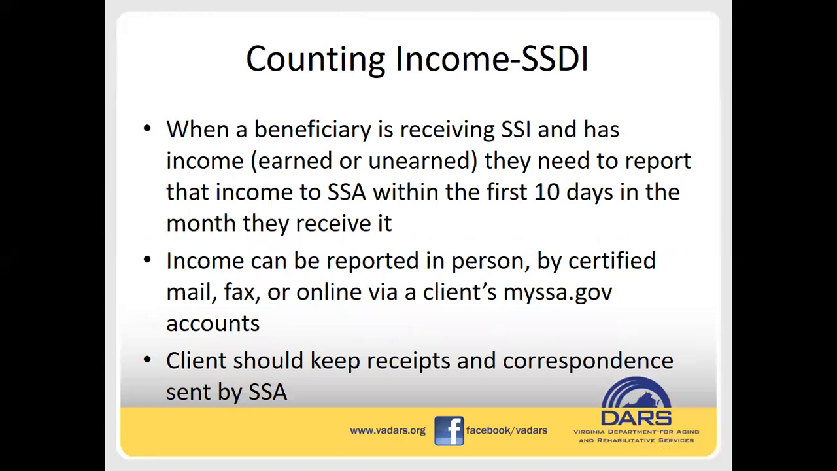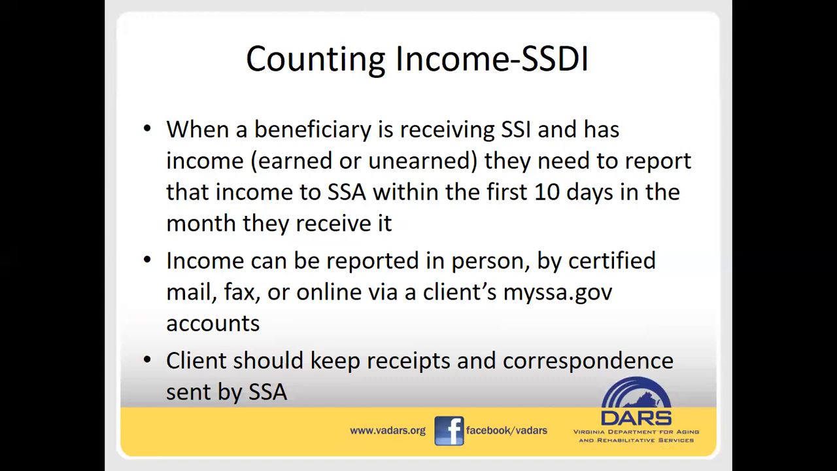So just a couple news and notes about how Social Security counts income when a person's on SSDI. And this should actually say SSDI. The SSI is a typo. But when a person has income, earned and unearned, they need to report that income to Social Security within the first 10 days of the month they receive it.